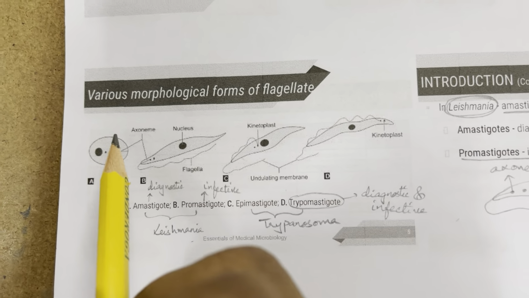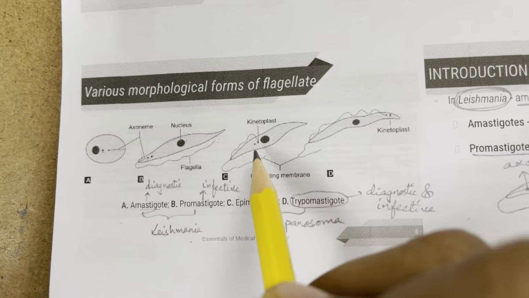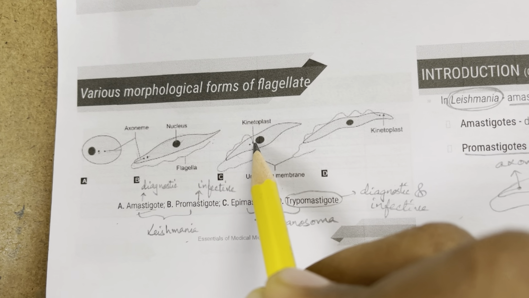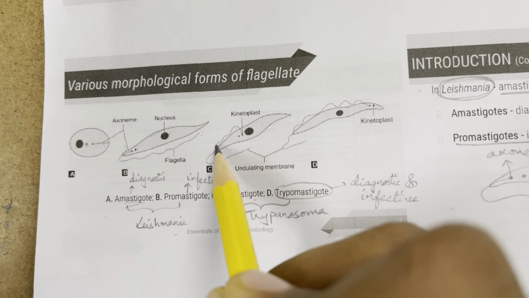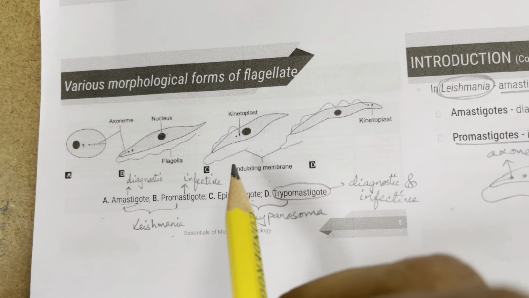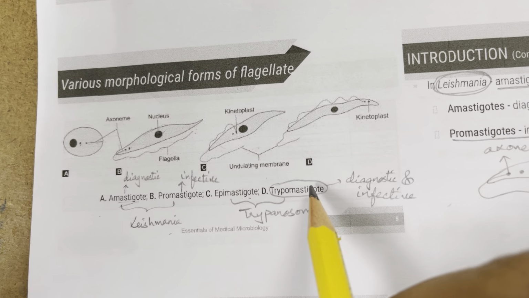First you have the amastigote form. You have the kinetoplast here and the axoneme. The axoneme gives rise to your flagella. Then in the promastigote form, it is spindle shaped. You have the nucleus here, you have the kinetoplast, and the axoneme again gives rise to the flagella. Epimastigote means above the axoneme. So what do you have? Kinetoplast. Kinetoplast gives rise to the flagella, and the flagella has an undulating membrane.